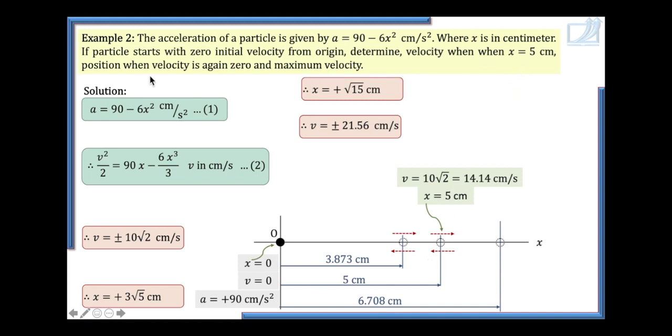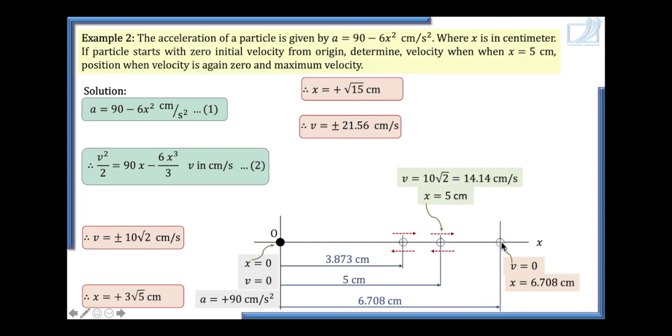What next? Position when velocity is again 0. So we are asked to find out when velocity is again 0. So here the particle changes its direction of motion. So we have just simply substituted v equal to 0 here. So here velocity is 0, say. So we have found out, putting v equal to 0, x. So here we have found out position by putting v equal to 0, 6.708, nothing but 3 root 5.